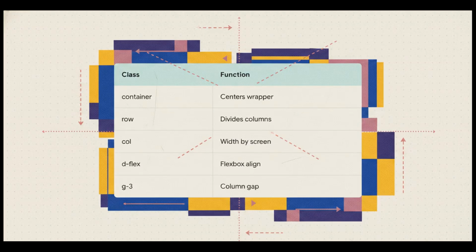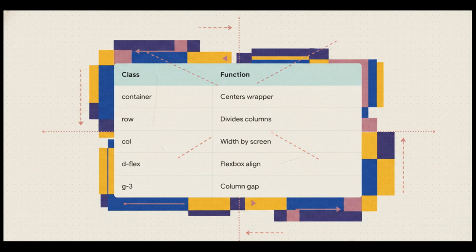Building responsive layouts in Bootstrap follows this really intuitive rhythm: containers, rows, and columns. It works like this. First, you drop in a container class as your main wrapper. This centers your content and adds those nice lateral margins. Inside of that, you create a row to divide things up. And inside the row, you place your columns, using classes like col or col-md to tell the browser exactly how wide they should be, based on the screen size.